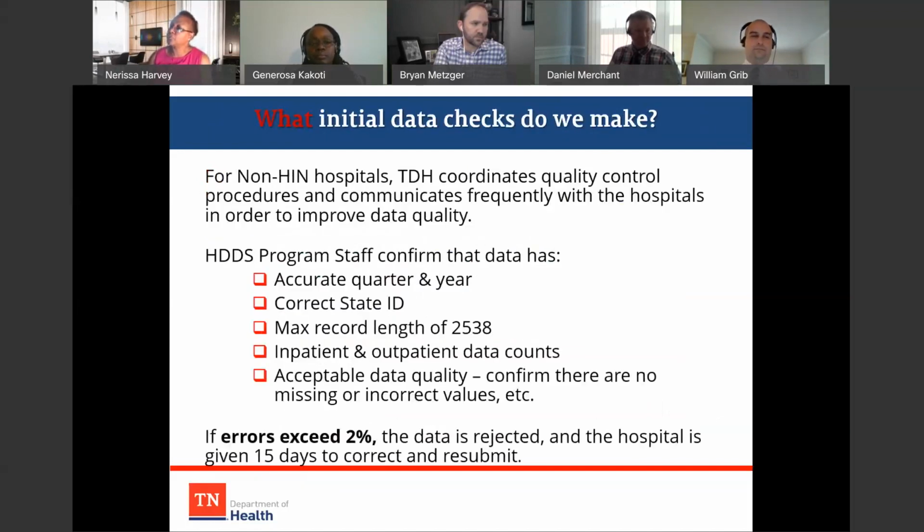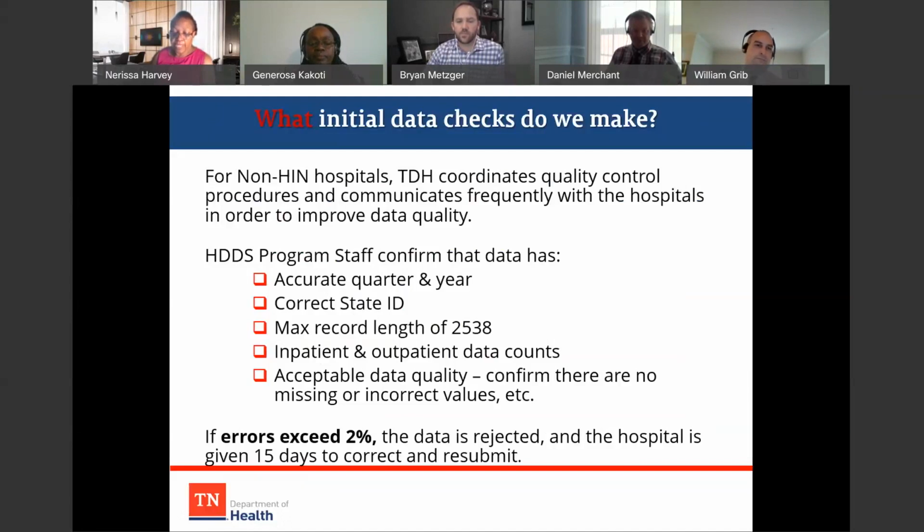So what initial data checks do we make? As I stated before, we do have them send the data in separate inpatient and outpatient files. We check the quarter and the year, and it must be correct for that quarter reporting. There have been a few occasions where the wrong data was submitted, and they have to submit the right data.